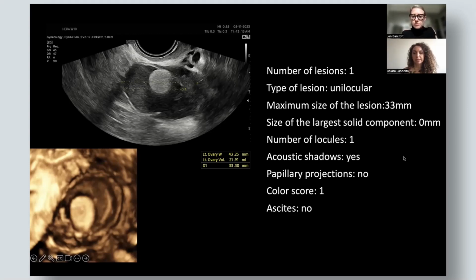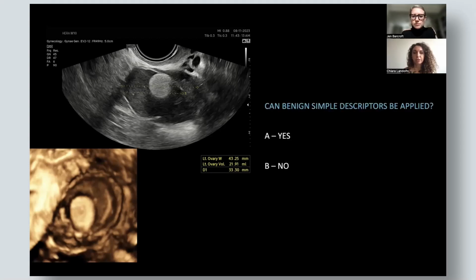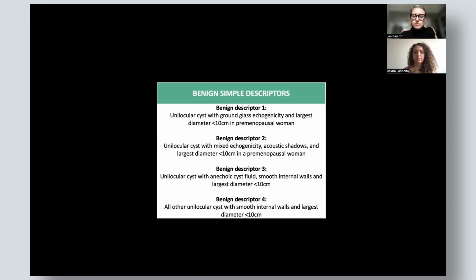Now, first question that we have to ask if we want to classify this mass is if we can apply benign simple descriptors, yes or no. So if we go to the benign simple descriptors, we can look at them and we can see if any of them can apply. We are talking about a unilocular cyst, so we can see that actually benign descriptor 2 is applicable. So indeed, it is a unilocular cyst with mixed echogenicity, acoustic shadows, largest diameter less than 10 centimeter, and all this is in a pre-menopausal woman.